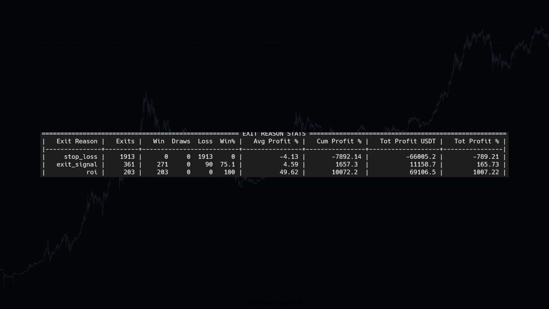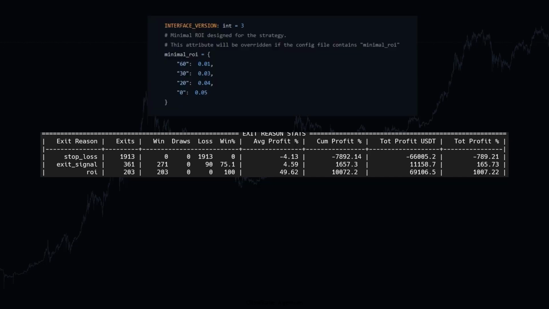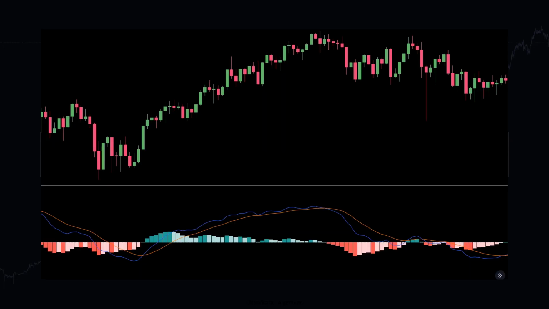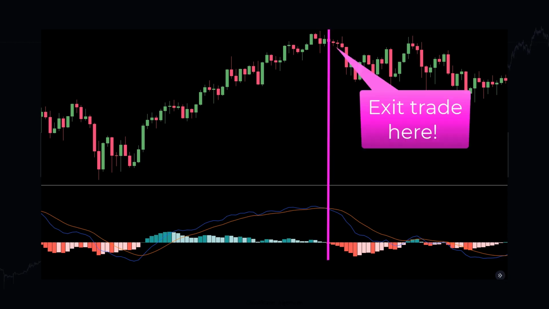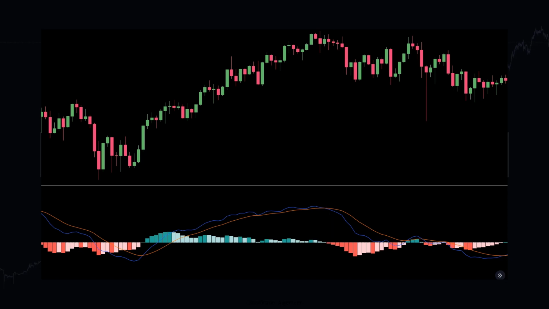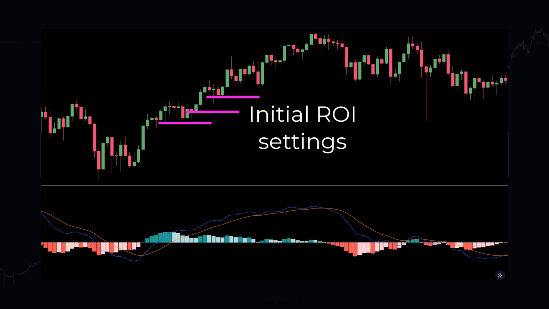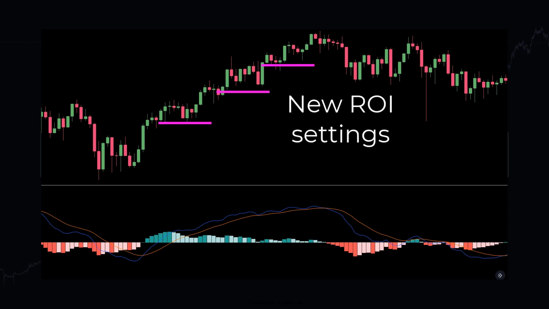In this case, the strategy became more of a let your winners run kind of strategy. No quick profits are taken with tight ROI settings like before, but instead letting the MACD exit signal decide when to stop a trade. Also, the ROI settings are much wider than earlier, which means that there are lesser but more profitable trades to be made.